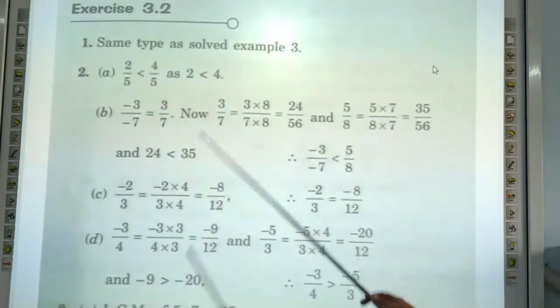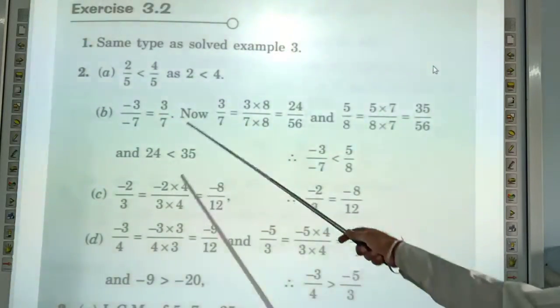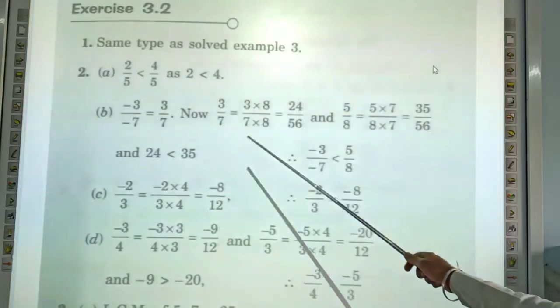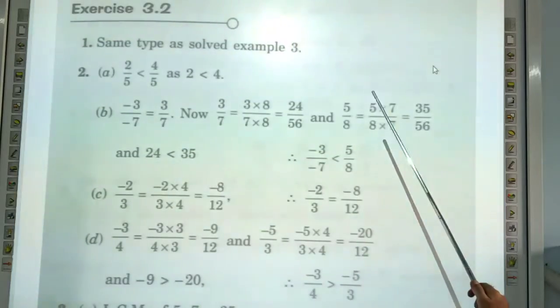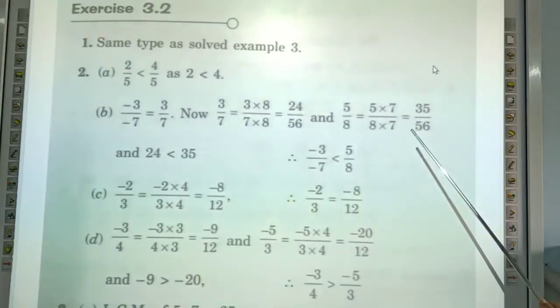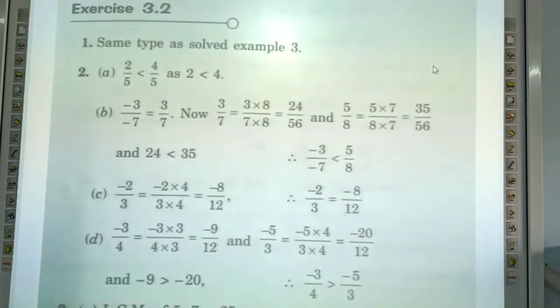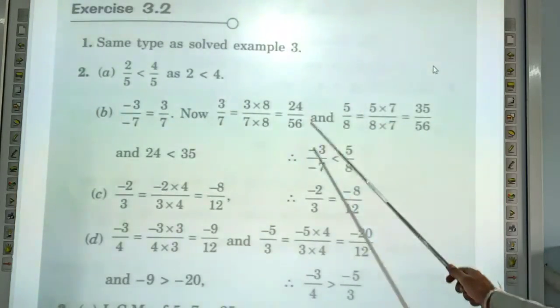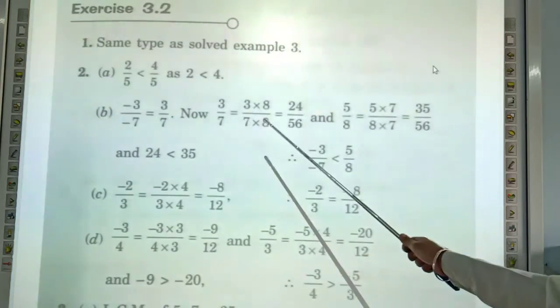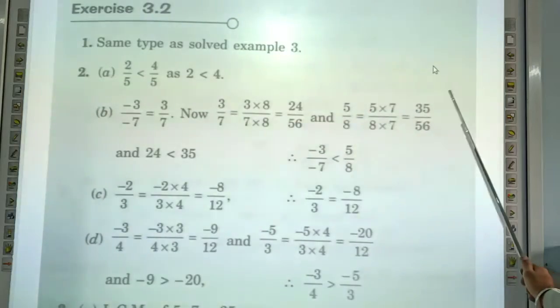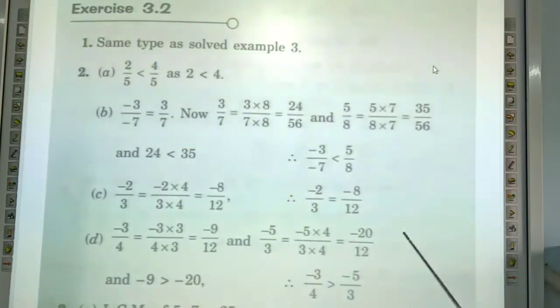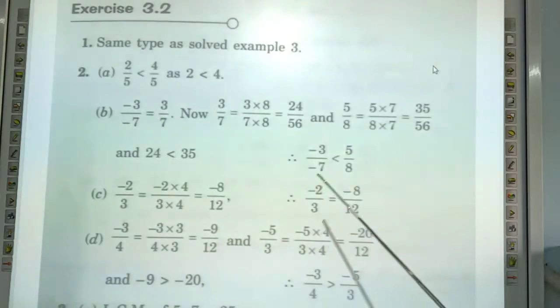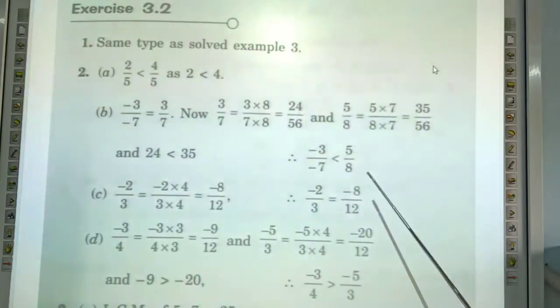Part B, minus 3 upon 7, minus sign will get cancelled, and then it will be written as 3 upon 7, and then both are multiplied by 8 upon 8, then we get 24 upon 56. And then the second rational number is 5 upon 8, and both are multiplied by 7 upon 7, we get 35 upon 56. So 35 upon 56 and 24 upon 56. When we compare both of them, just like part A, we come to know that 35 is greater than 24. Therefore, 35 upon 56 is greater than 24 upon 56, which means minus 3 upon 7 is less than 5 upon 8.